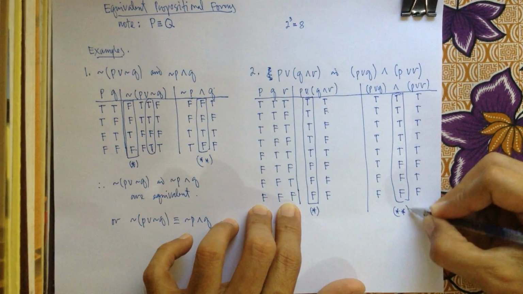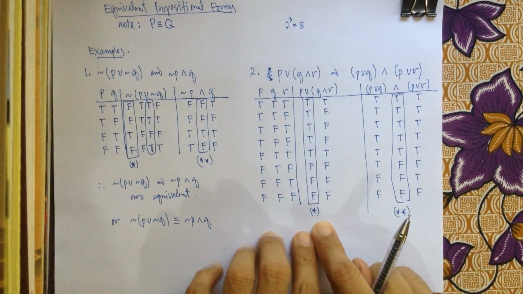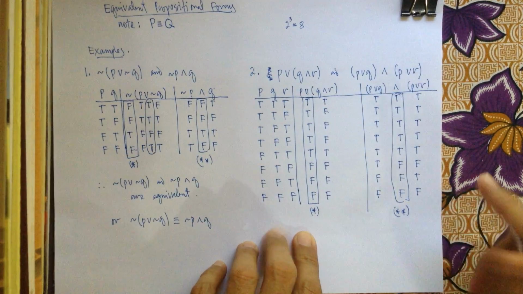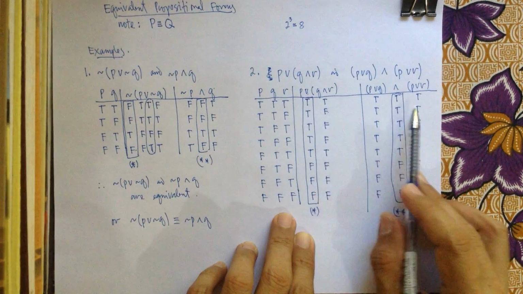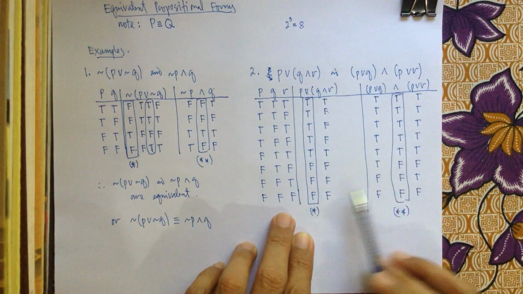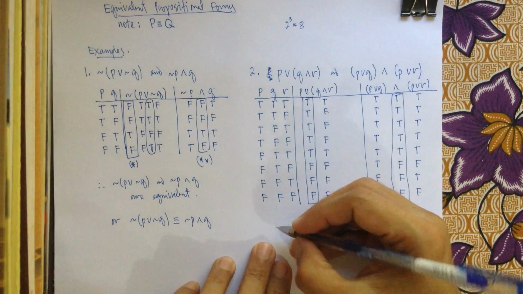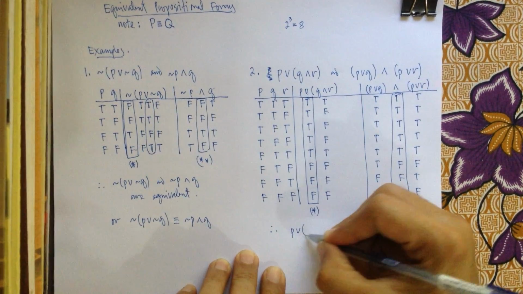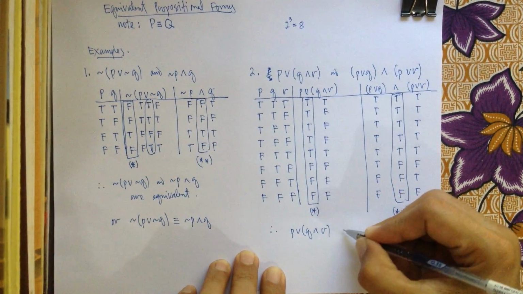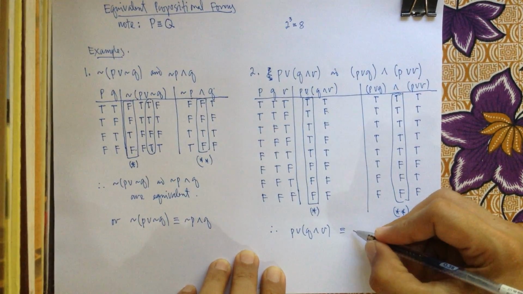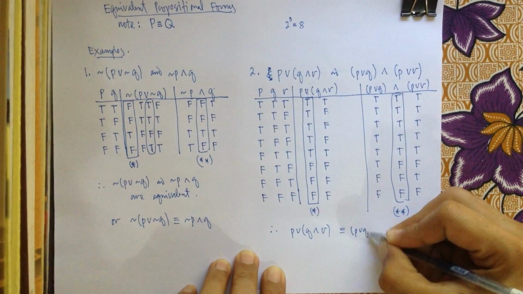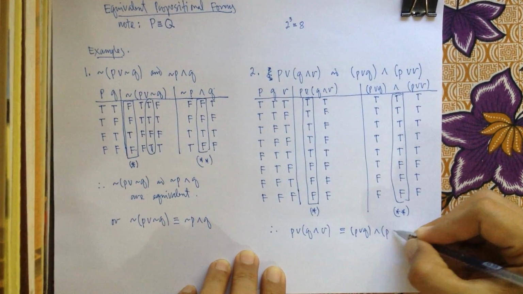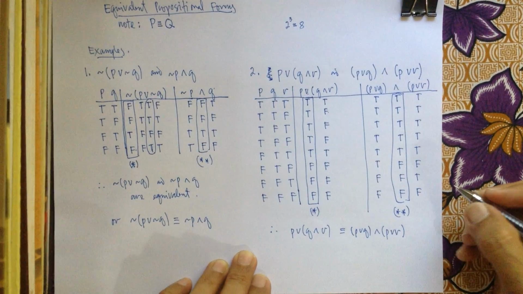Let's mark this as double asterisk and compare it with the asterisk. Do we have an identical truth table? Yes. So therefore we say that P or Q and R is equivalent to P or Q and P or R.